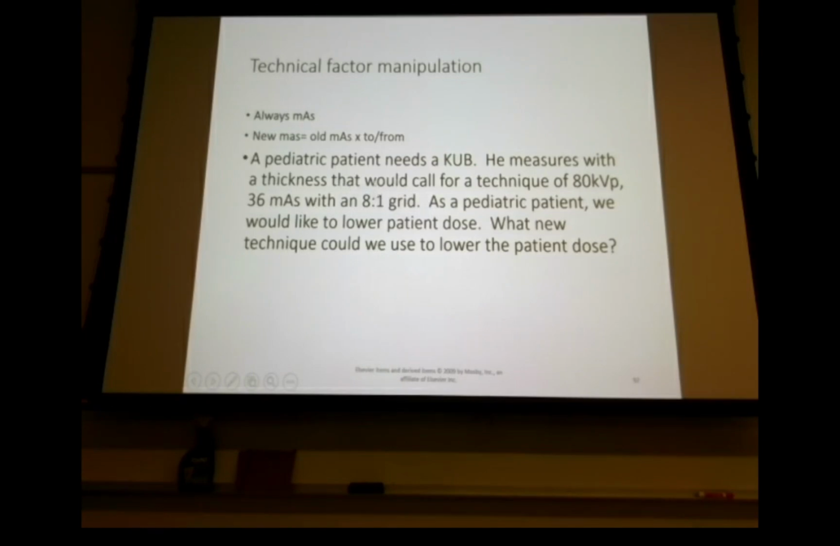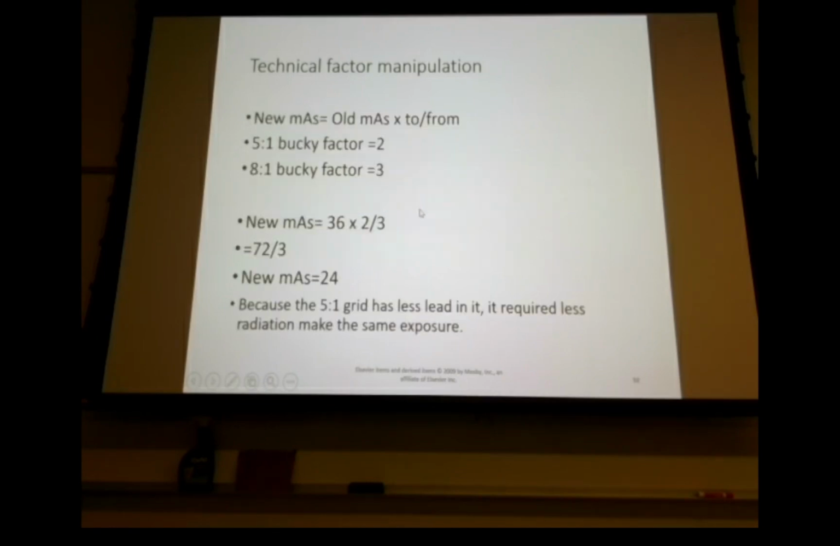So you could use a 15% rule to, you know, increase kVp or reduce mAs. Okay, but in this case, it's asking for grid. So we want to use a lower ratio grid. So we went from an 8:1 grid to a 5:1 grid. So naturally, our technique, since we have less lead, our technique needs to be higher or lower?